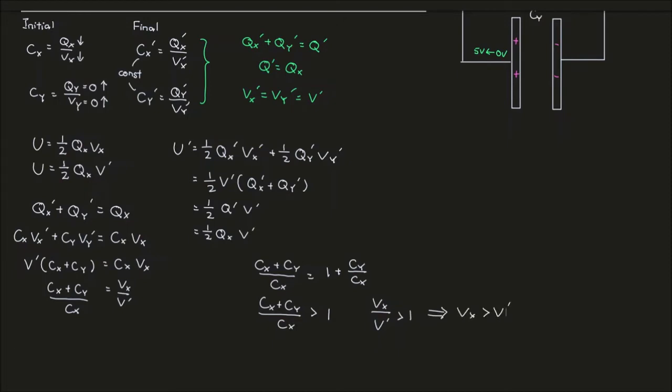So if we look back at this equation, if Vx is greater than V prime, then the initial energy will be greater than the final energy. So in that case, let's not write it here, let's continue over here. You can say that U is indeed greater than U prime. So the energy actually decreases.